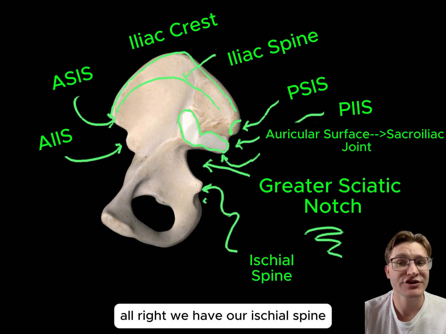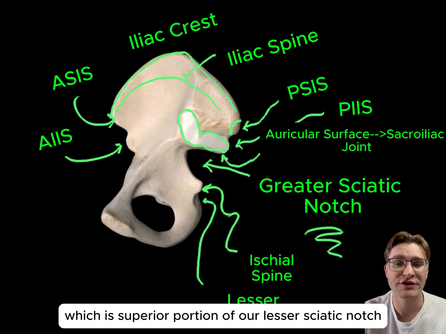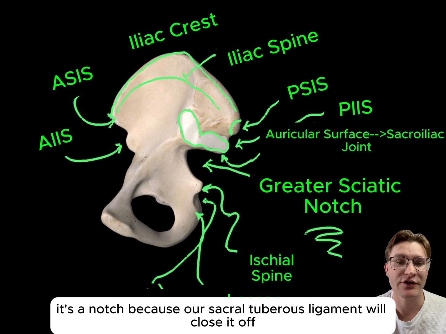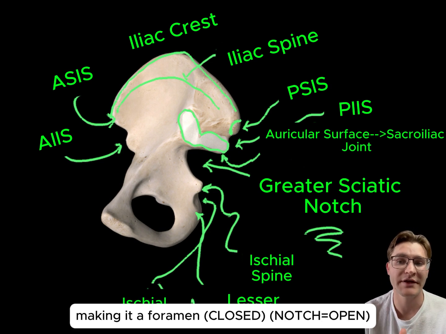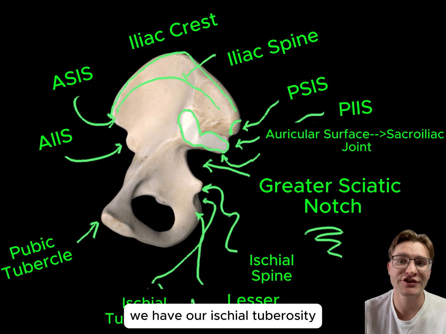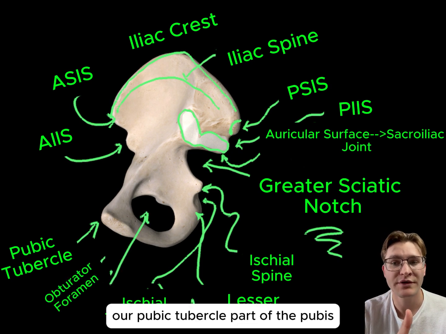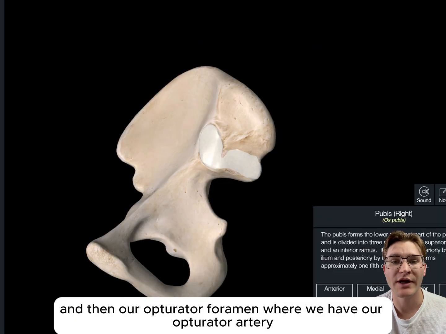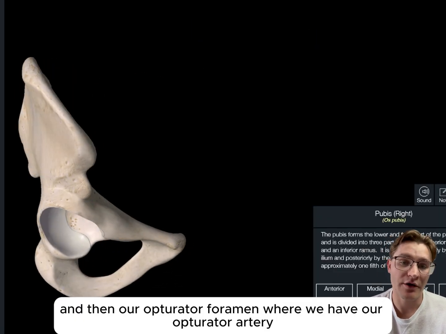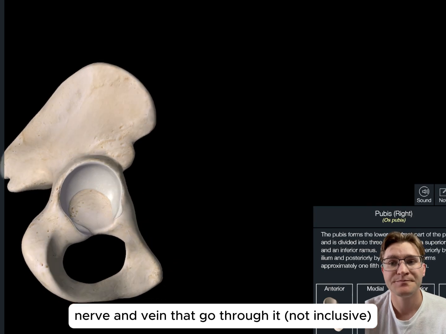All right, we have our ischial spine, which is superior portion of our lesser sciatic notch. Once again, it's a notch because our sacrotuberous ligament will close it off, making it that foramen. We have our ischial tuberosity, which is inferior. Our pubic tubercle, part of the pubis. And then our obturator foramen, where we have our obturator artery, nerve, and vein that go through it.